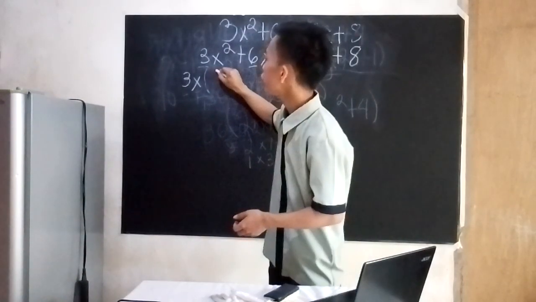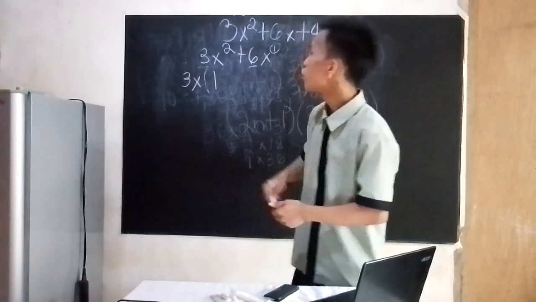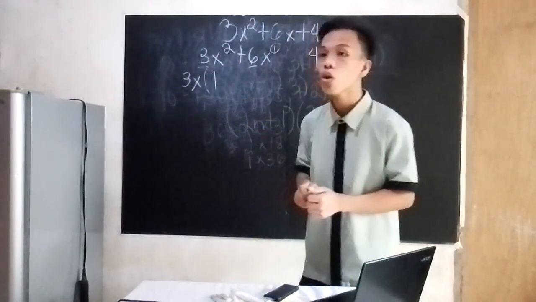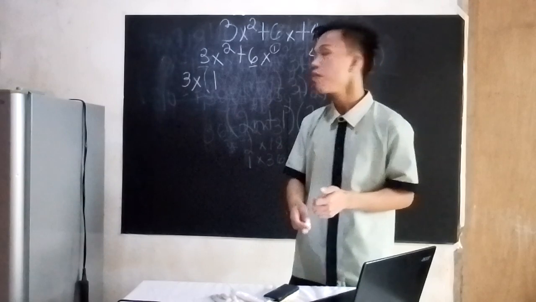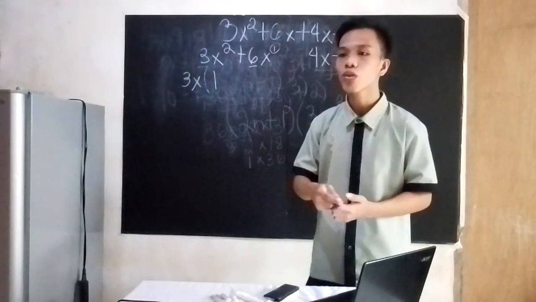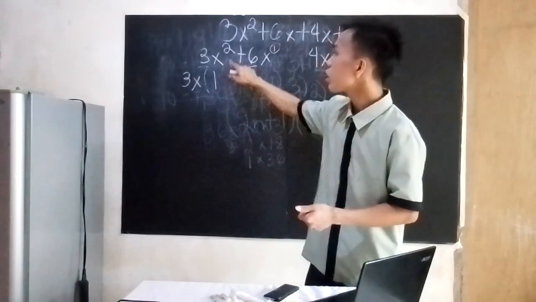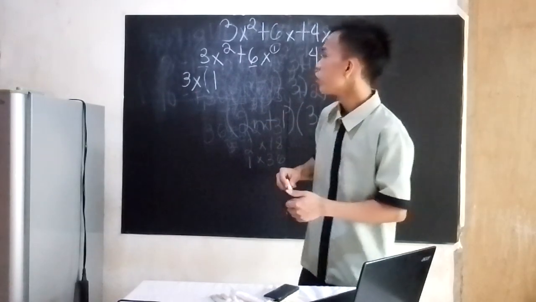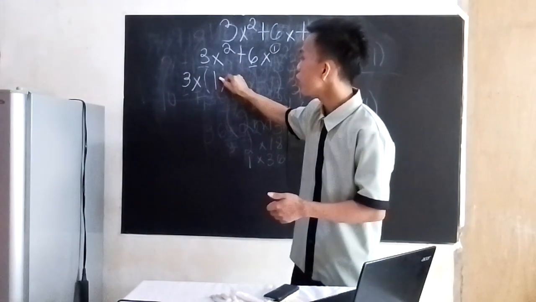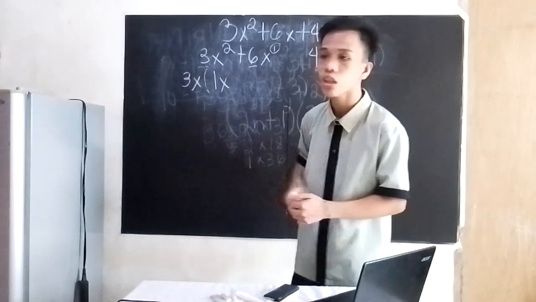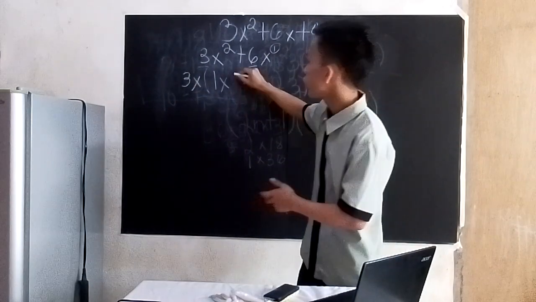That's right, so that will be 1. So what is x squared divided by x? Law of exponent: if we have the same variable, we are going to subtract the exponent. So we are going to copy the variable. Then next, what is 2 minus 1? That's right, so that will be 1.